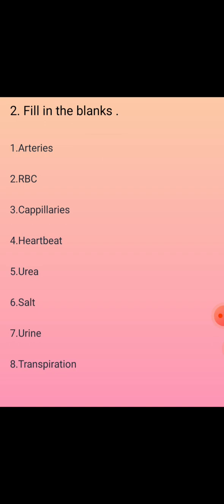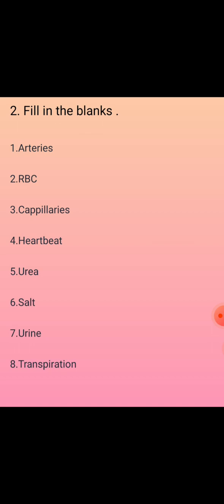Fifth one, the main excretory product in human beings is dash, and the answer is urea. Sixth one, sweat contains water and salt dash, and the answer is salt. Seventh one, kidneys eliminate the waste materials in the liquid form called dash, and the answer is urine.